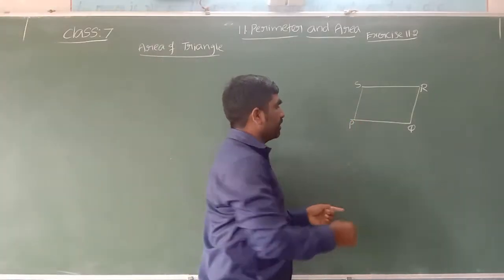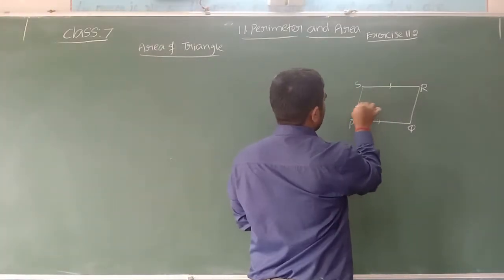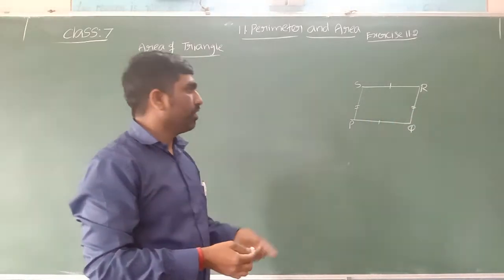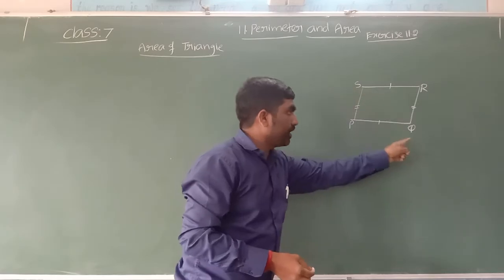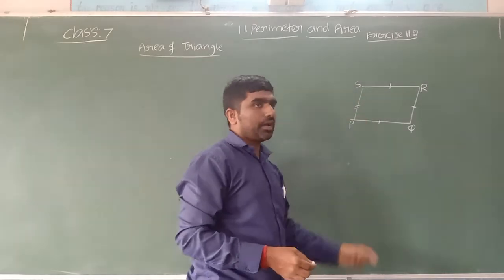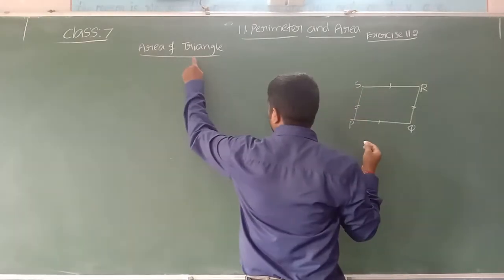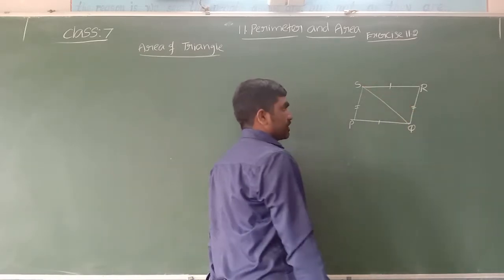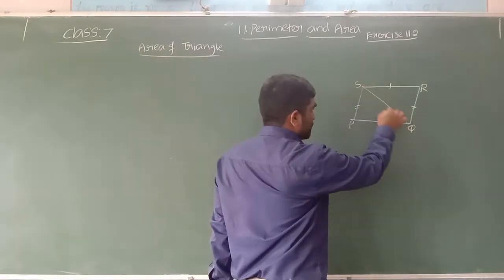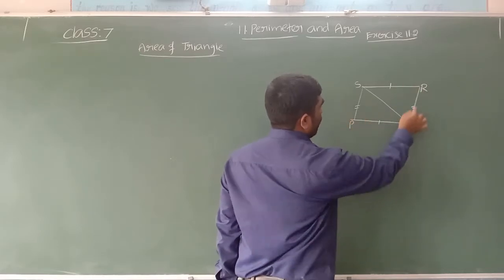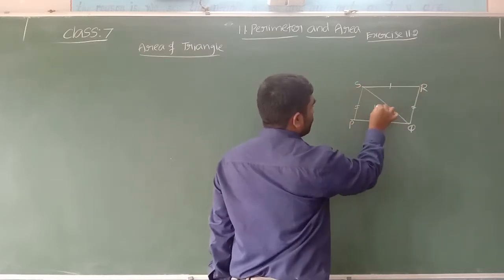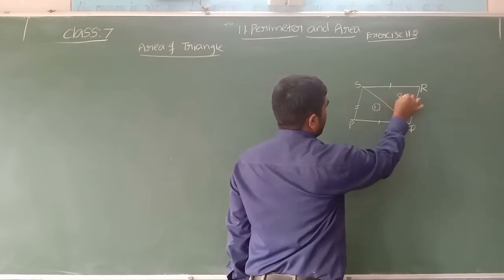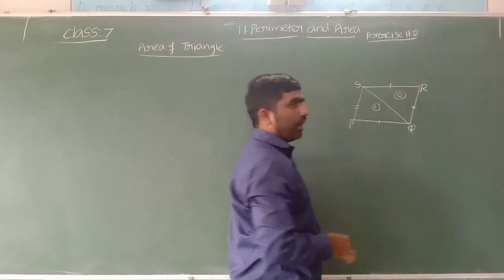Now in this parallelogram we know opposite sides are equal. To get a triangle we need to join either diagonal SQ or diagonal PR. So if you want to get a triangle, join any one diagonal. Let me join SQ. Now if I draw SQ, this parallelogram PQRS is divided into 2 triangles. The first one is triangle PQS and the second one is triangle PQR.